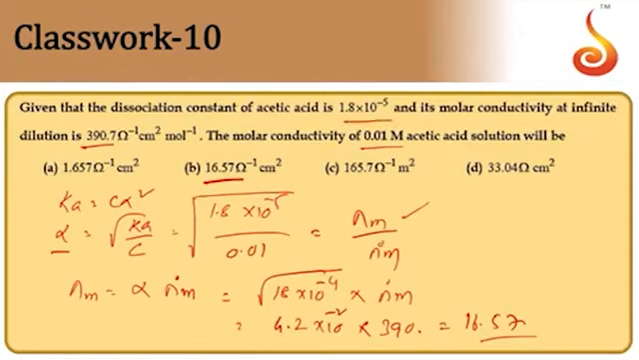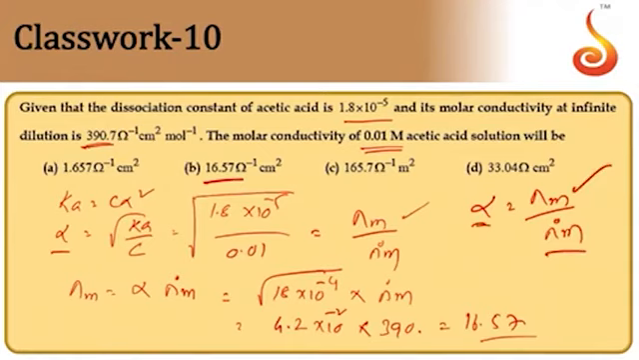So they gave us a value of Ka. They gave us lambda naught. You need to find out lambda molar. They gave the concentration also. So therefore we know the formula alpha is equal to lambda molar by lambda naught molar. They're asking us lambda molar. So once you know the value of alpha, we can find out lambda molar.